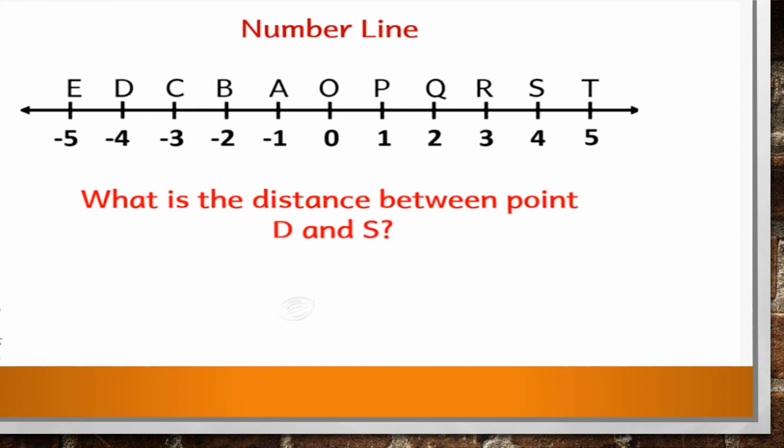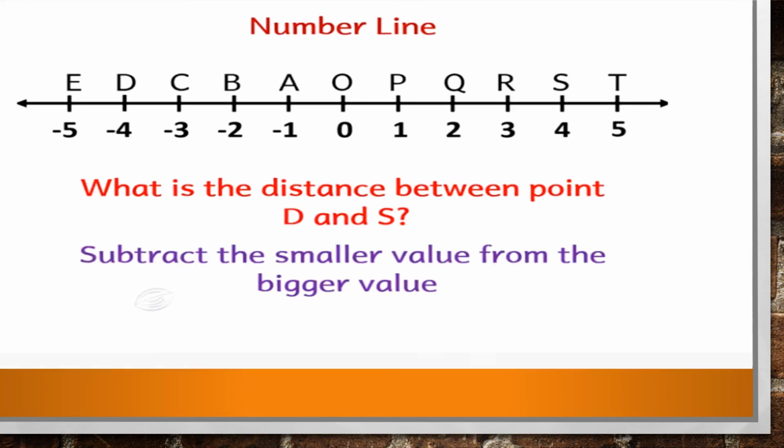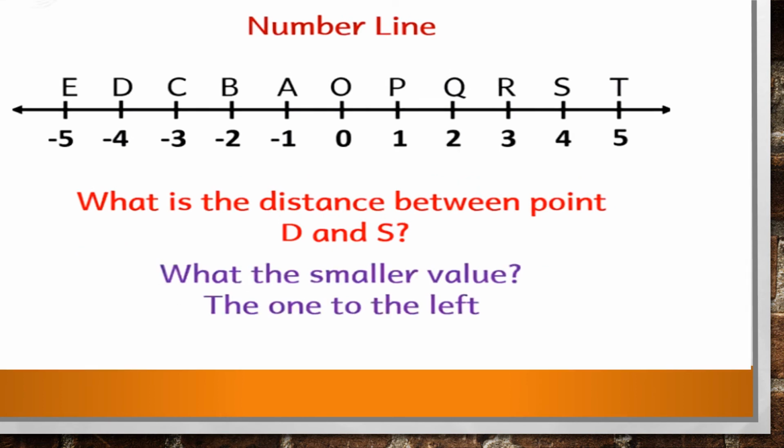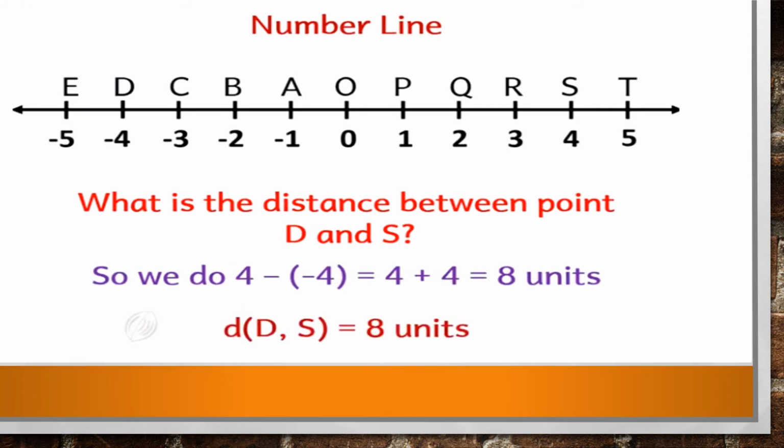Now what is the distance between point D and S? Where is D? So here I have D and I have point S. Okay, very simple. You will subtract the smaller value from the bigger value. What is the smaller value? The one to the left. So what we do is 4 minus -4, which is equal to 4 plus 4, which is equal to 8. Okay, so the distance between the points D and S is equal to 8.